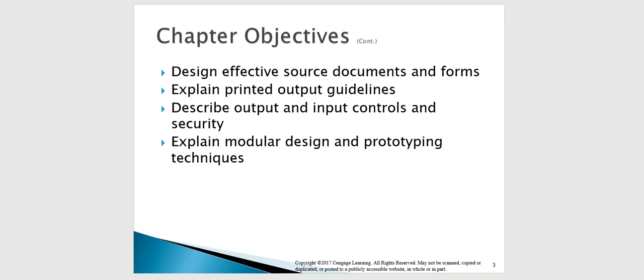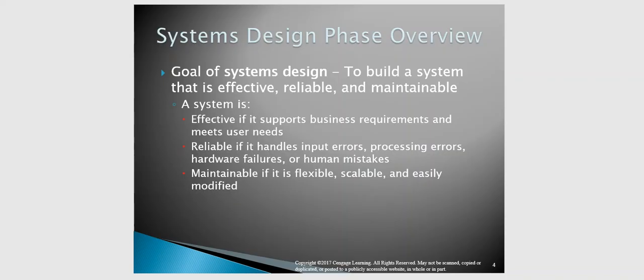Okay. Some of the other objectives: how to design effective source documents, how to describe output and input controls and things like that. I'm also going to touch on modular design and prototyping techniques. Now the goal of system design: to build a system that is effective, reliable, and maintainable. Those are three powerful adjectives to describe system design, right? The purpose of system design is to create a physical model of the system that satisfies the design requirements you defined during the systems analysis phase.